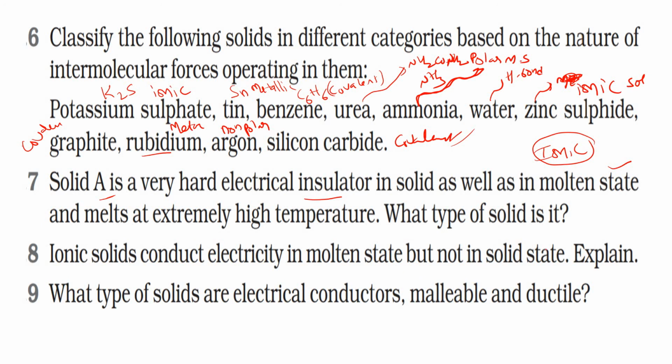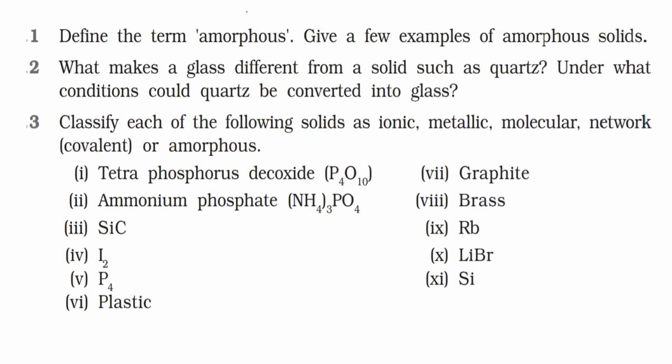Ionic solids conduct electricity in molten state but not in solid state. We have discussed this in this class, because of movement of ions in the molten state. What type of solids are electrical conductors, malleable, ductile? This we already discussed. Metallic solids are electrical conductors. They have malleability and ductility properties.